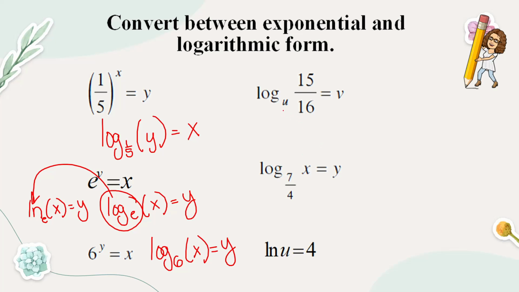I need to go to exponential. So that means the base is still the base. Okay, so u to the v power is 15/16. So this is always going to be your exponent in your exponential form. This is always going to be the base. So this one, 7/4 to the y equals x. Technically, we'd probably put the 7/4 in parentheses. Now notice ln, we're missing the base. So we're going to put a little e there so we can see the base. So that would be e to the 4th equals u. Kind of fun, right?